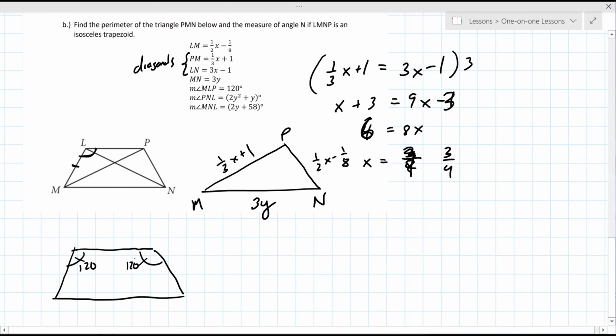Okay. The whole sum has to add up to 360. Because they're consecutive angles, this one's 60 and this one's 60, 180 gets you there. Great. PNL is this one. That's PNL. And then MNL is this other one. Okay. So these two together make up this. So that means it's 2y squared plus y plus 2y plus 58. That's those two angles. They have to equal 60.